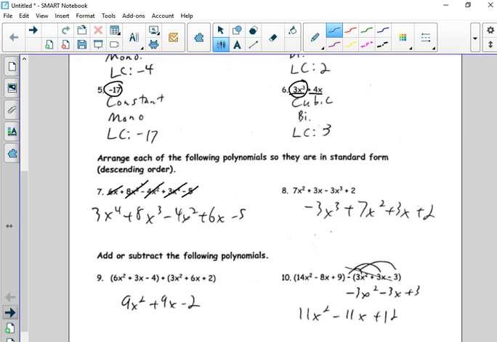Here, the biggest one is cubed, but don't forget this negative. Most people, common mistake, just write 3x cubed. It's negative 3x cubed. Then the 7x squared, 3x to the 1, and then your 2.